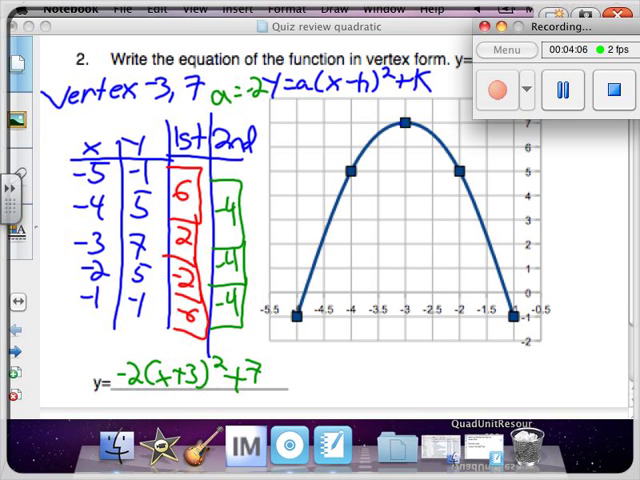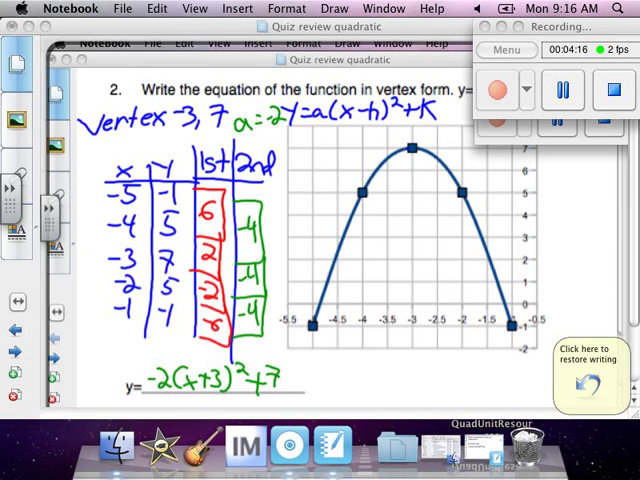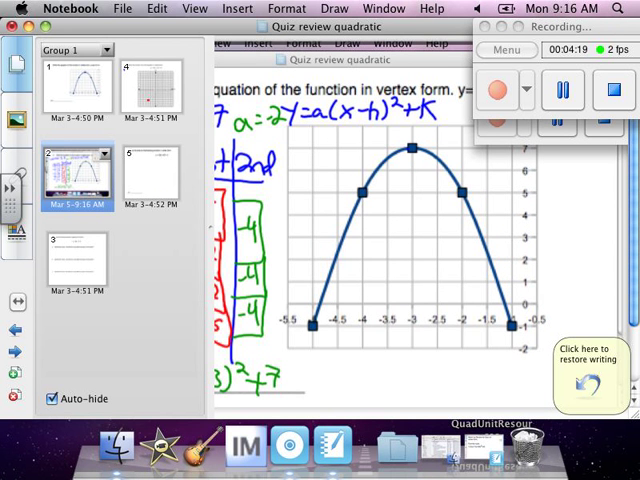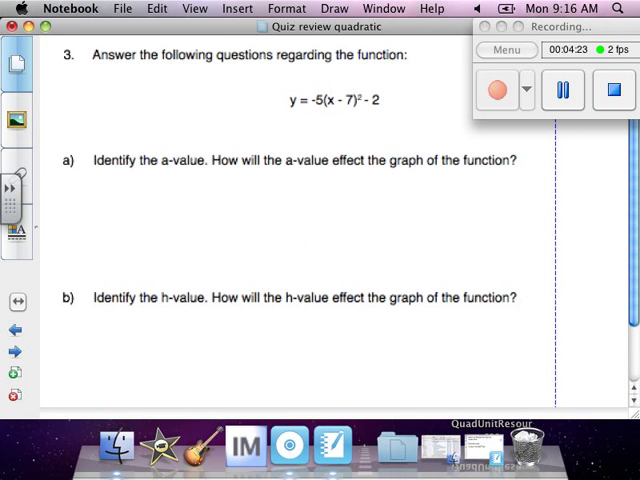Okay, so do you guys think you are capable of doing number 1? Because this was number 2. All right, let's move on to number 3 then. I'm going to do A and C, and I'm going to have you do B on your own.